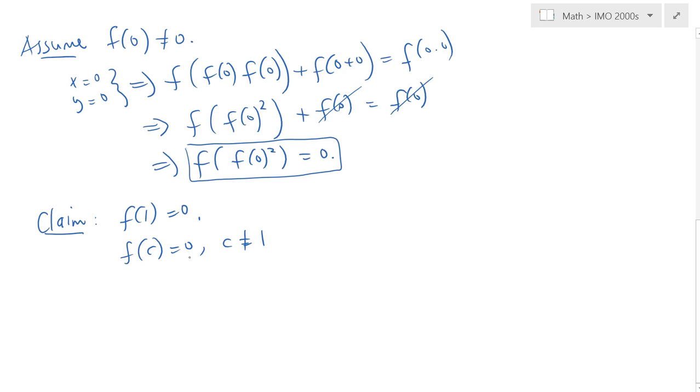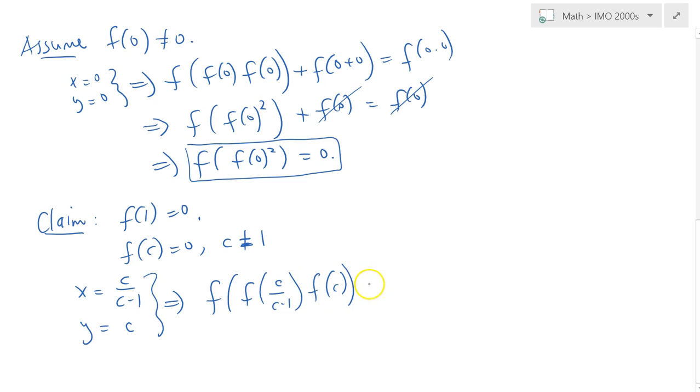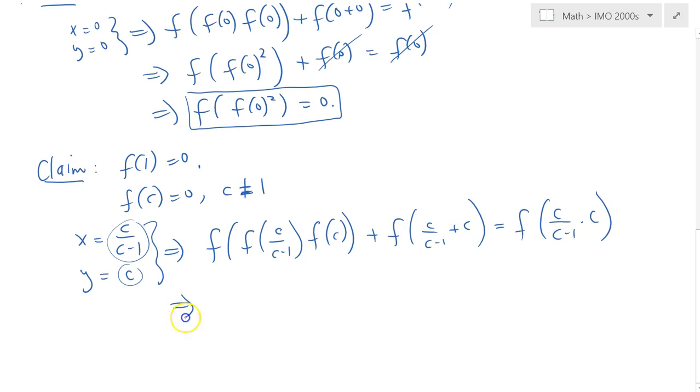So in that case, you can plug in our expression for x, you can plug in c over c minus 1, knowing that c is not equal to 1. And for y, we can simply plug in c. When you plug in these values, we get f of c over c minus 1 times f of c plus f of c over c minus 1 plus c, replace x and y with these two, is equal to f of c over c minus 1 times c. Recall, all I did is to plug in these values in our original functional equation.